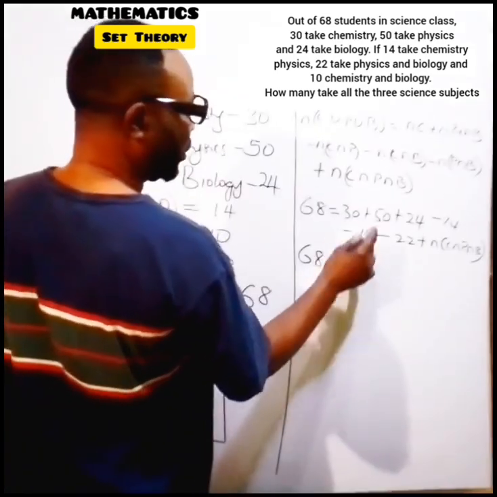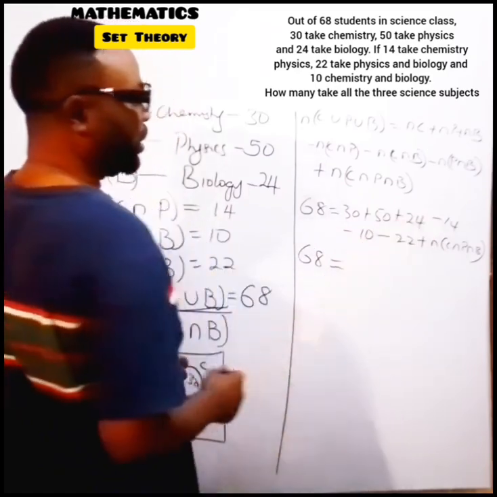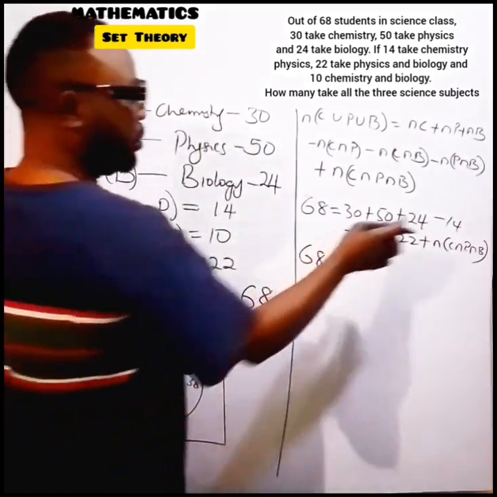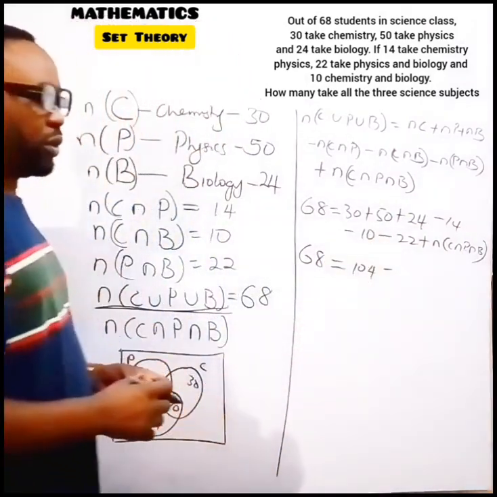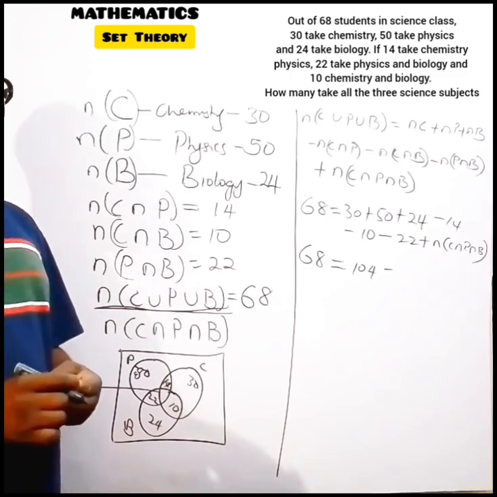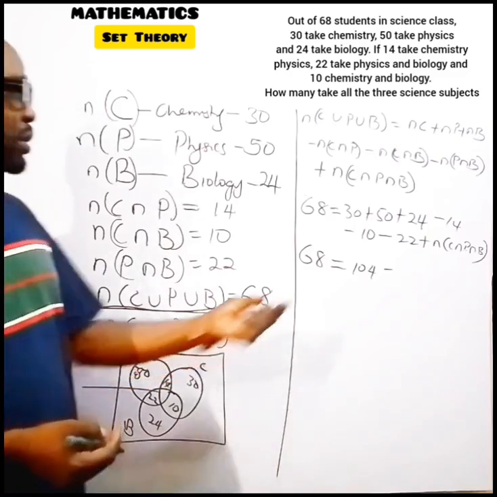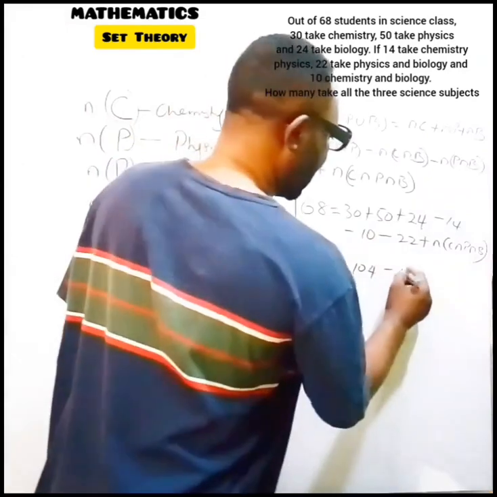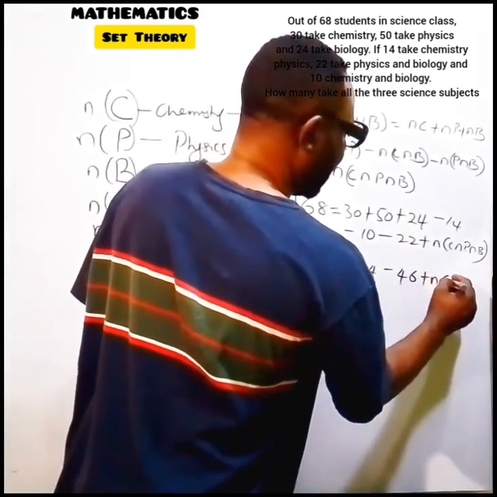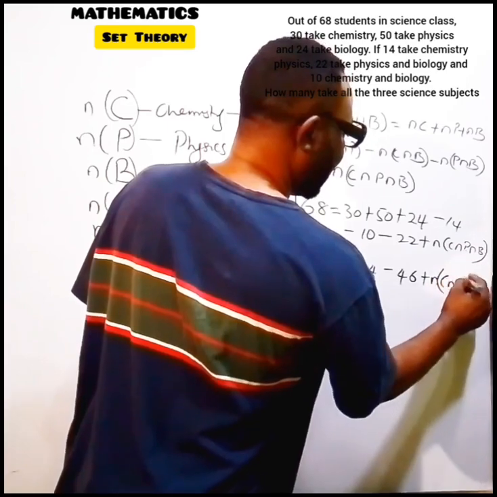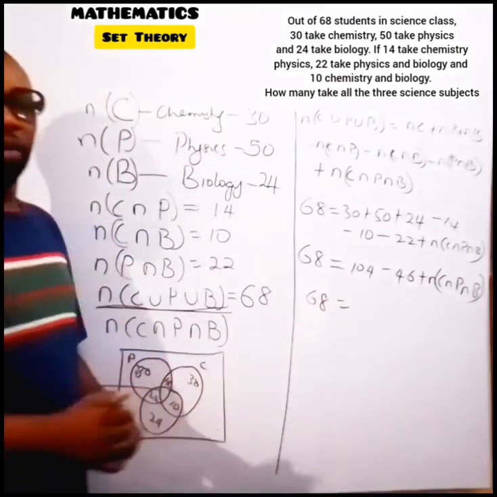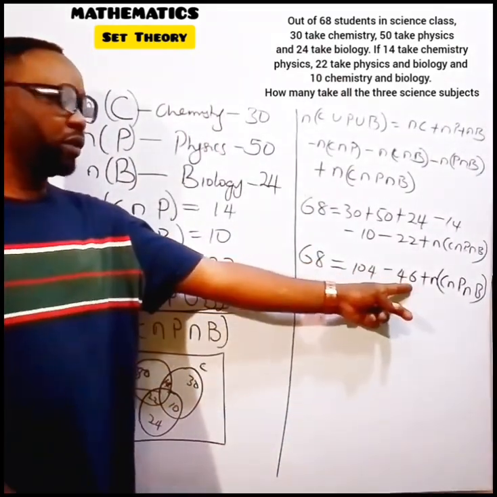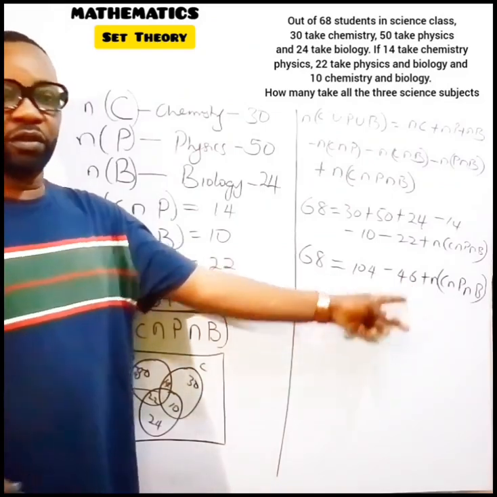If you have 50 plus 30, that's 80, plus this, that's 104, minus 14, minus 10, that's minus 24, minus 22. You know those values, that's minus 46, plus the number of chemistry intersection physics intersection biology. So 68 is equal to 104 minus 46. That will give us 58.